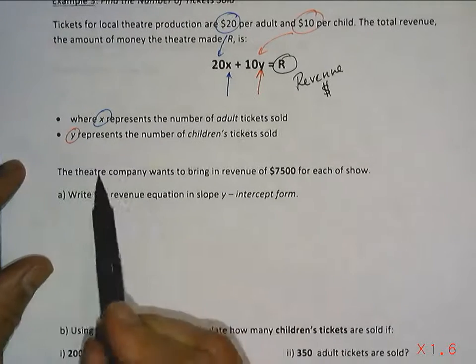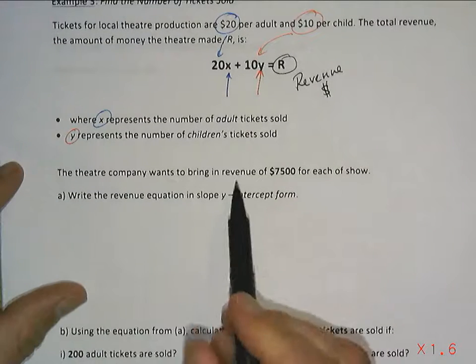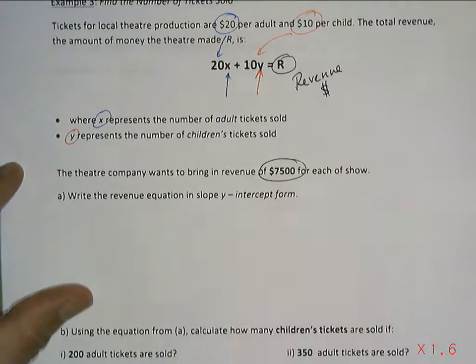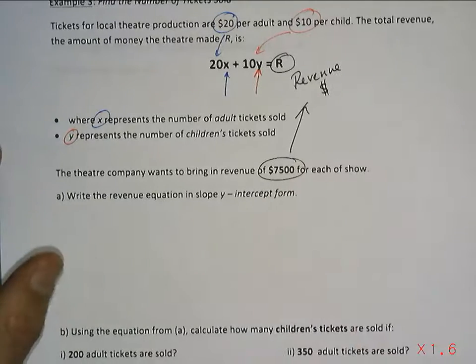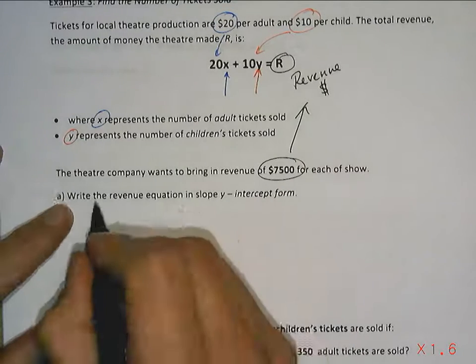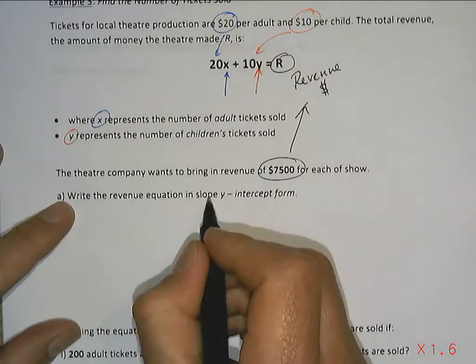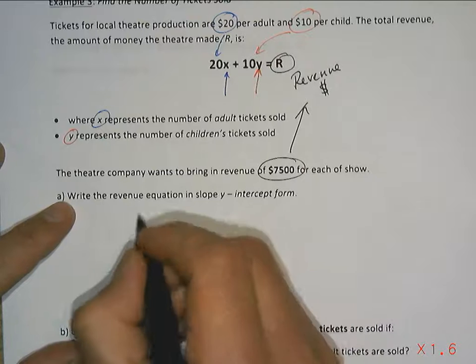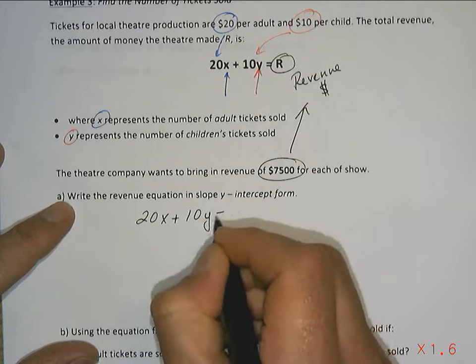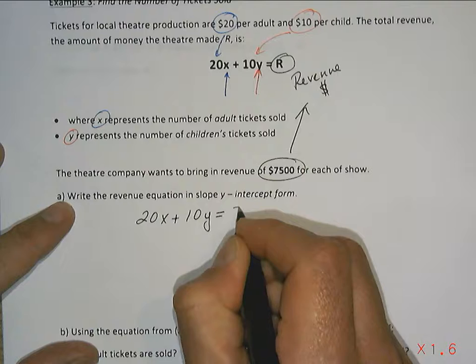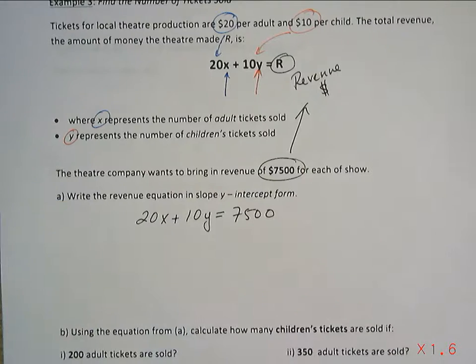So, a theater company wants to bring in a revenue of $7,500 for each show. So they're telling me what the revenue is. So write the revenue equation in slope y-intercept form. Well, the first thing I do is I know what the revenue is, so I change R to the amount of revenue they want to bring in.